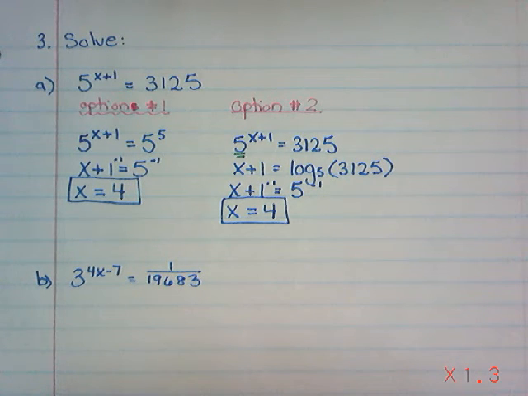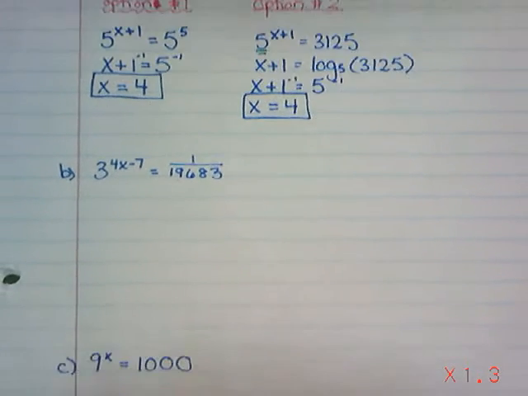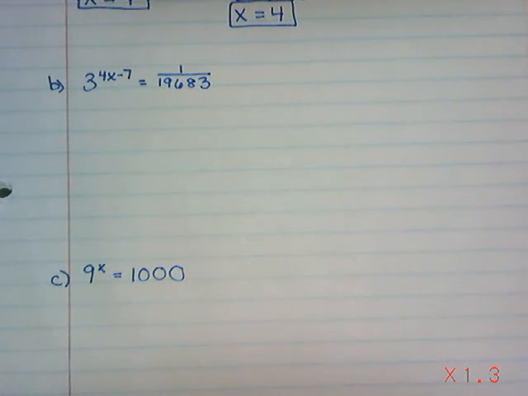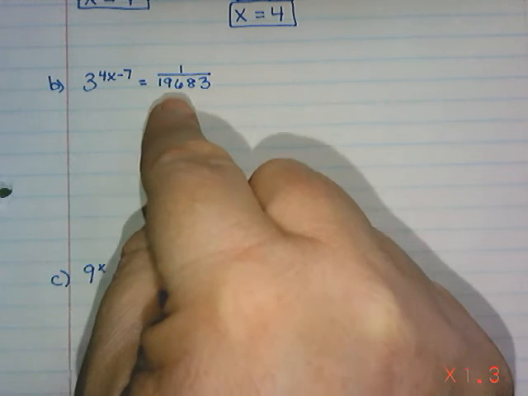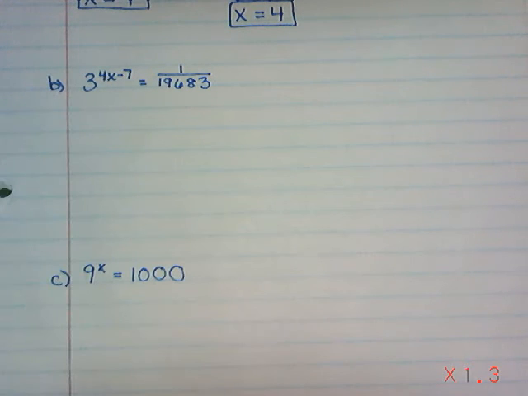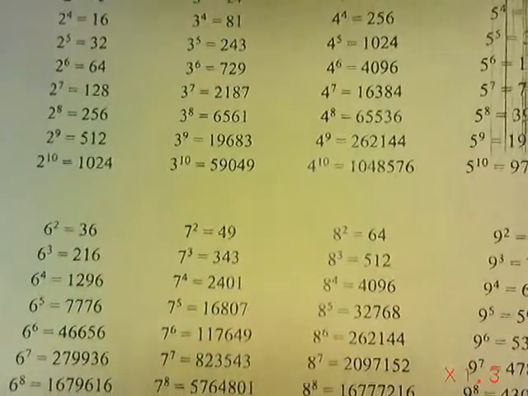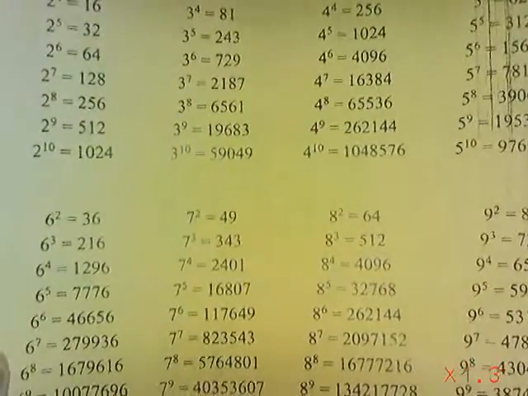Okay, we're going to try the next one. I have 3 to the power of 4x take away 7 equals 1 over 19,683. So when I'm trying to decide whether or not I want to write them as powers of the same base or whether I want to rearrange and use a log, I usually stop to look at the number and see whether or not it's a nice power of 3. And if it is a nice power of 3, I think that writing them as powers of the same base is a lot easier.